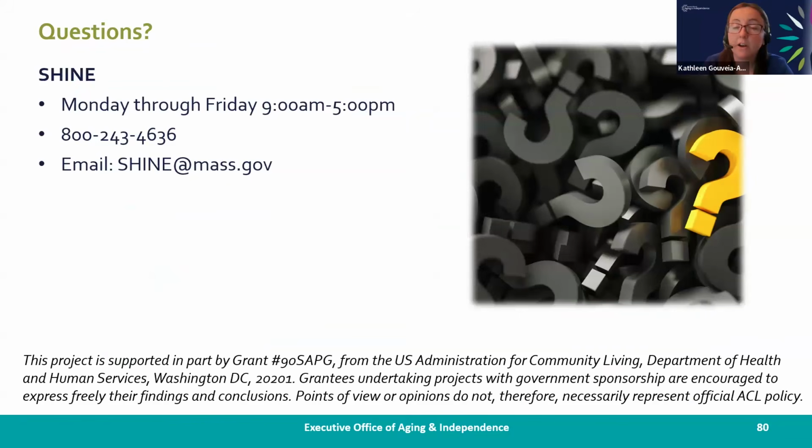Thank you. If there are any questions, please reach out to us. You can find your local SHINE counselor by contacting your local Council on Aging or by contacting Mass Options at 1-800-243-4636 to find your local SHINE counselor. You can also call 1-800-MEDICARE for assistance 24 hours a day. Thank you.